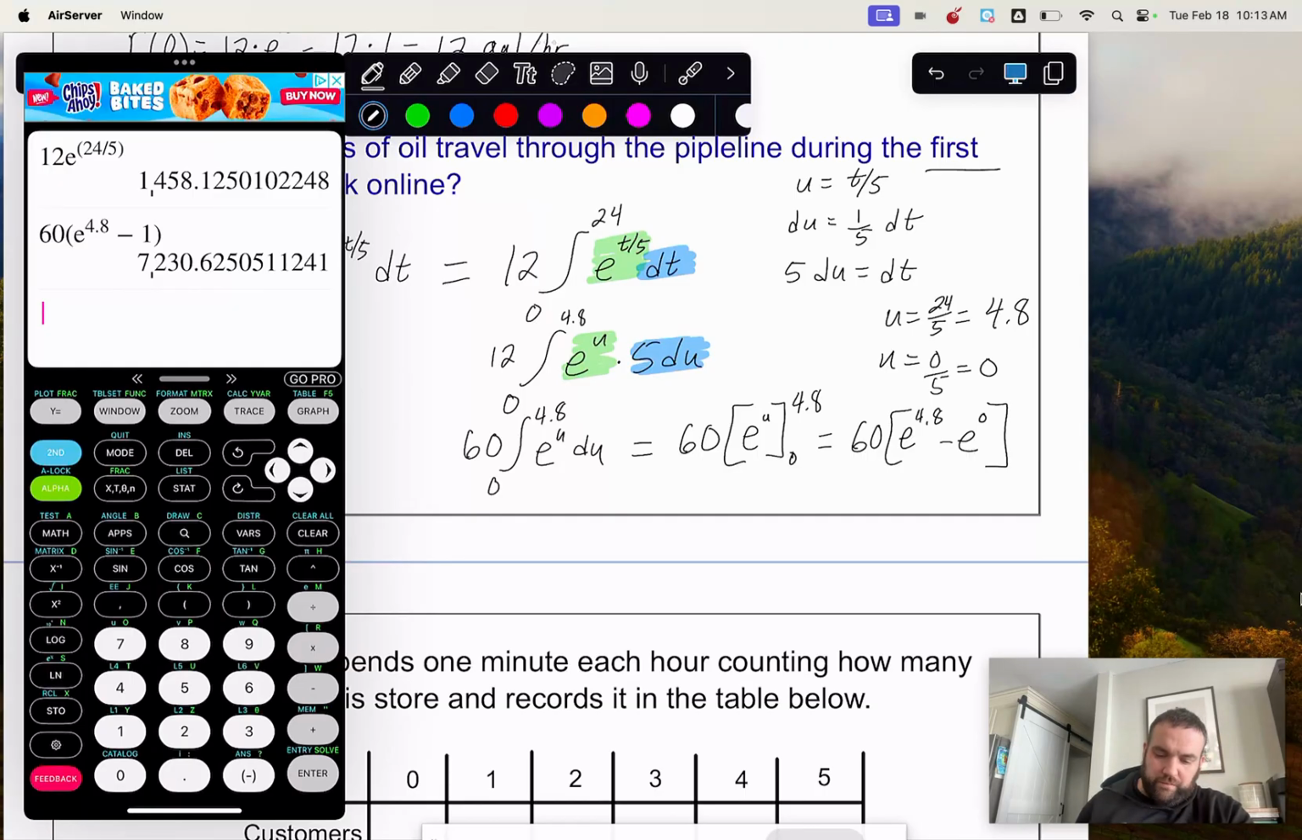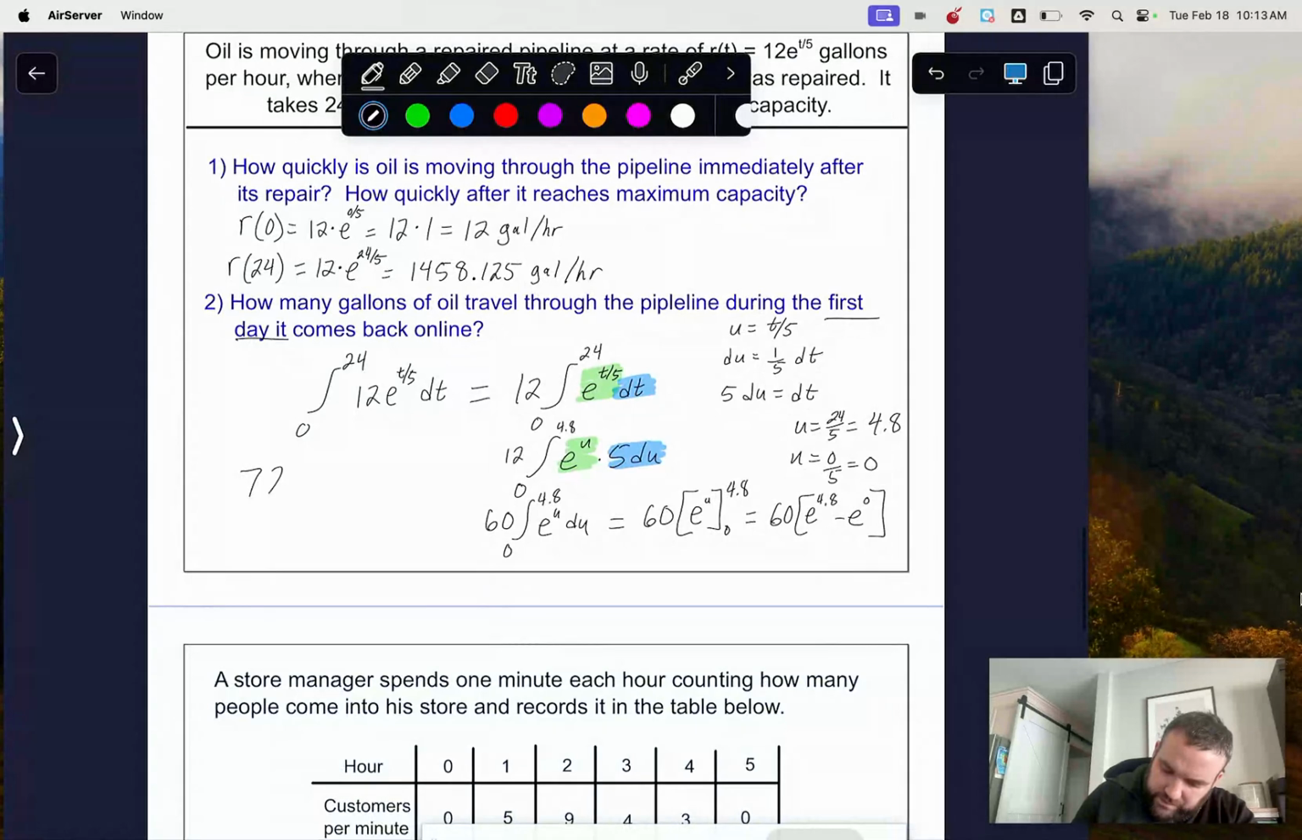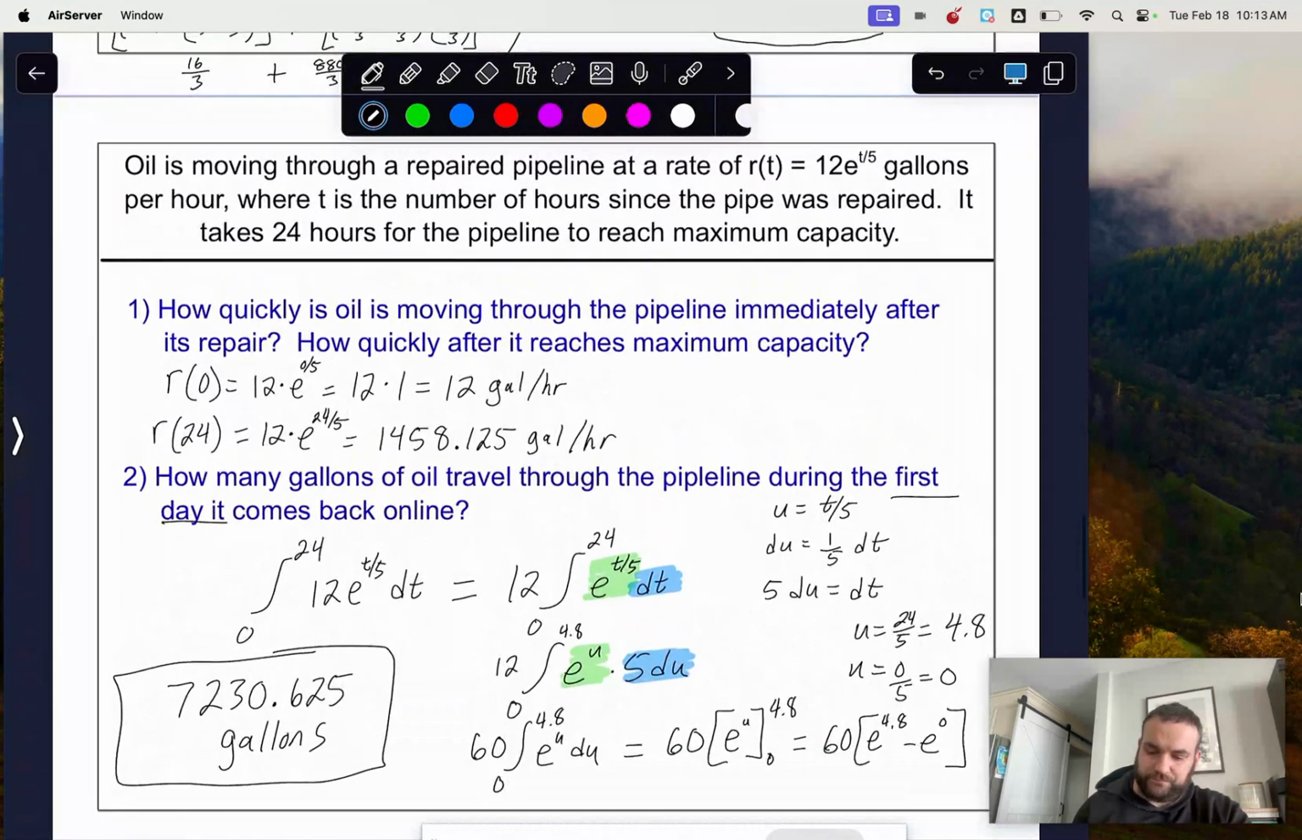And I can see the total number of gallons over that first day as 7,230.625. And that is the total number of gallons that have flowed into the pipe over the first day. So you can see the rate in the beginning was 12 gallons an hour, which is pretty slow. Rate at the end is 1458 gallons per hour. That's quite a bit faster. And then if you integrate over the entire 24 hours, we end up with 7,230.625.